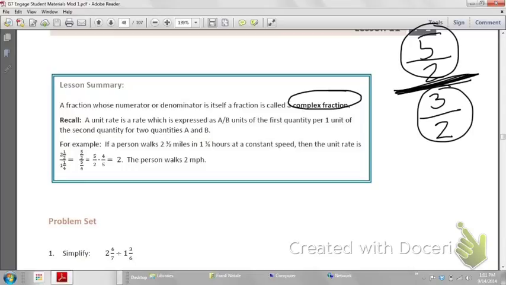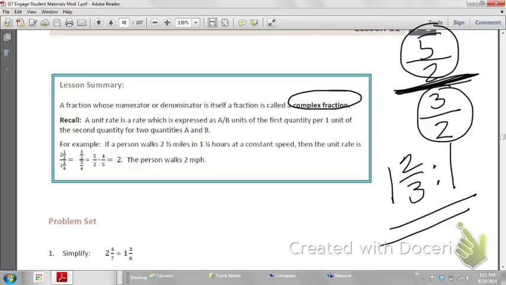In the lesson summary here, also recall a unit rate. Again, this is something we've been talking about for quite some time now. It is a rate which is expressed as A over B units of the first quantity per 1 unit of the second quantity. In the last exercise, remember we had 1 2/3 quarts of blue paint for 1 quart of red. So we have a unit rate expressed as A over B, the first quantity per 1 unit of the second quantity. When we're creating a unit rate, it's always going to be per unit, so the right side of the ratio is going to be 1.